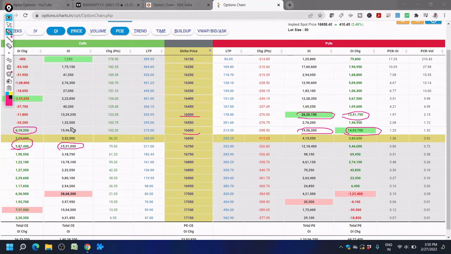So 16, again the same kind of scenario. Maybe they are selling this and buying this. That also could be a scenario. 17,000 is again a huge level. 7 lakh is the change in open interest for 17,100. So that means the market can rattle between these levels for quite some time, and it can stay above 16,500, 16,600 and move somewhere in between these levels.